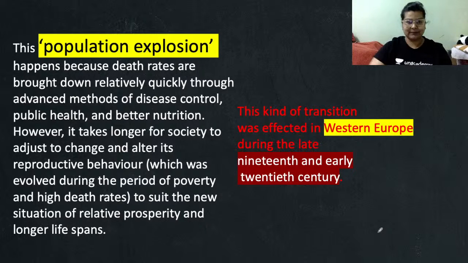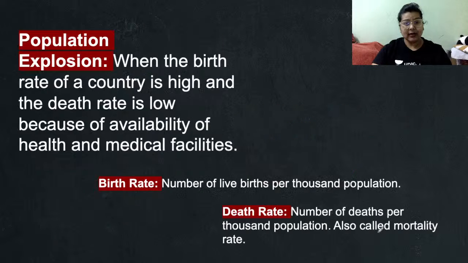So remember that post-colonialism, industrialization and modernization slowly and steadily developed and came into the picture. The birth rate of a country is high and the death rate is low because of the availability of health and medical facilities. So this was population explosion. If they ask you, for Section B, to define population explosion in 30 words, then you have to explain it.